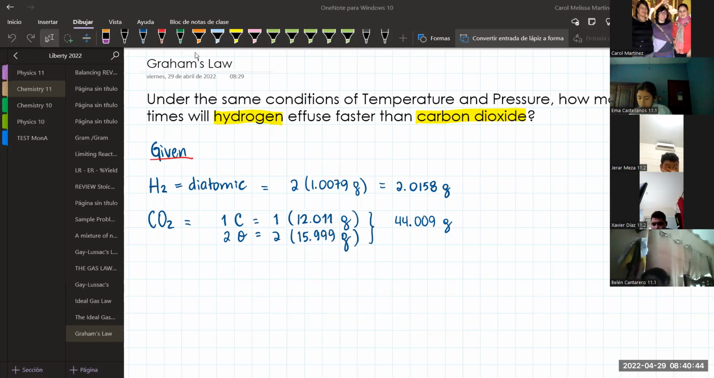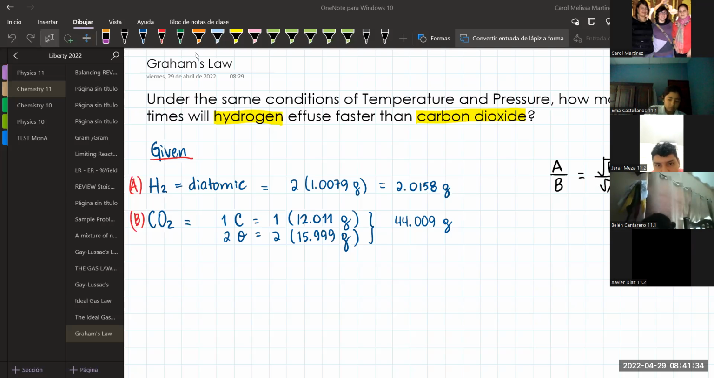Okay, so it says, how many times will hydrogen diffuse faster than carbon dioxide? That means that the gas that I'm going to solve for is hydrogen. So hydrogen is going to be my gas A, and CO2, carbon dioxide, will be my gas B. So I say A over B is equal to the square root of B divided by the square root of A.